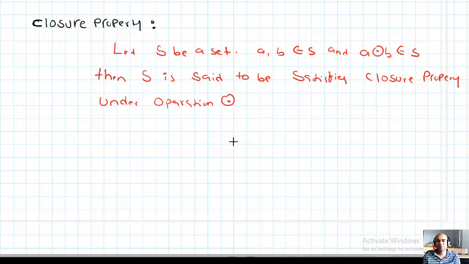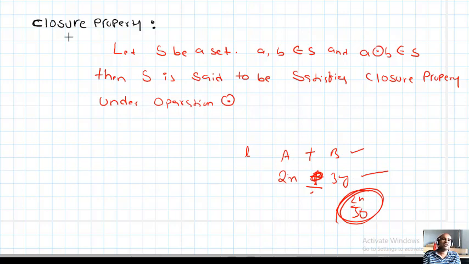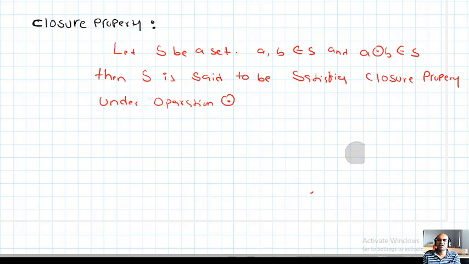For example, take polynomials. A is one polynomial, B is another polynomial. The addition is also a polynomial only, no? Just like this is 2x, this is 3y, polynomial plus polynomial. The addition is also a polynomial. That's why polynomials satisfy the closure property under the operation plus. Take minus also: 2x minus 3y is a polynomial only. Take the operation as division, what happens? 2x divided by 3y is not a polynomial. That's why polynomials do not satisfy closure under the operation division. Like that you can verify. This is about the closure property I explained.